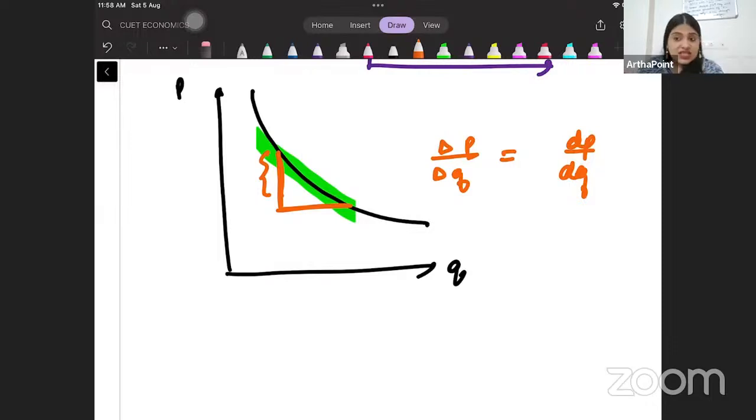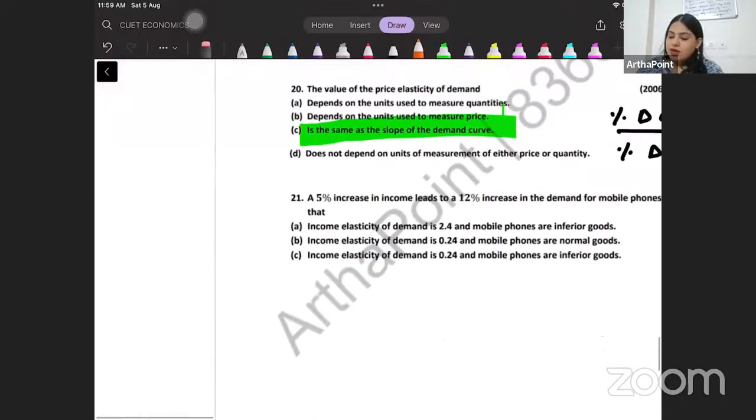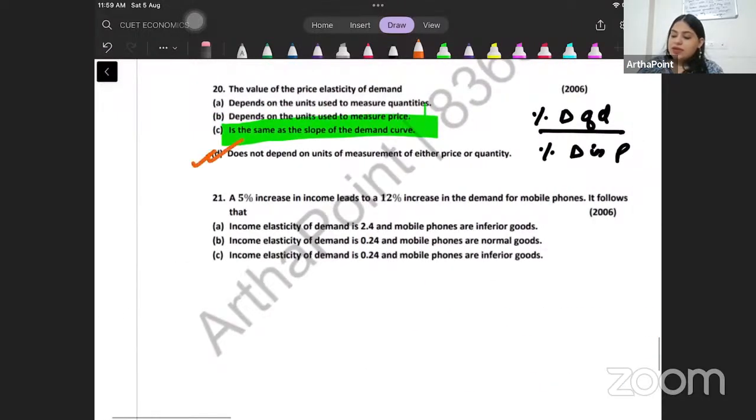But beta, elasticity is not this. Elasticity is P by Q into dQ by dP. So elasticity and slope will give you two different answers. Don't think they are the same thing, please. Okay. Answer will be D. It does not depend on the unit of measurement. Okay. Come to the next question.